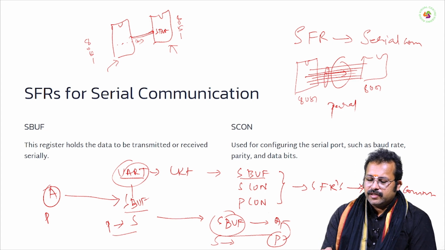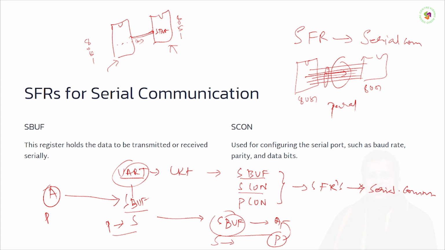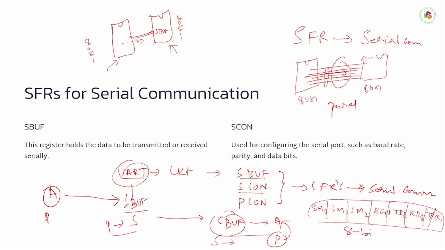Another register is the serial control register. It has SM0, SM1, SM2, receive enable, TB8, RB8, TI, RI. These are the different bits. This is an 8-bit register, that is SCON. This is also a special function register. This one is the MSB and this one is the LSB.